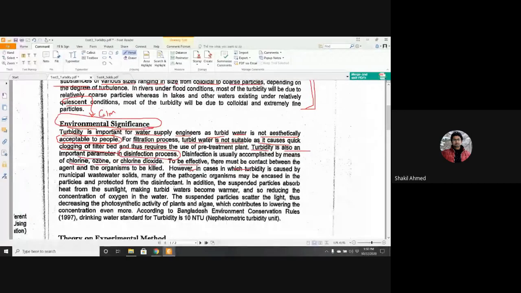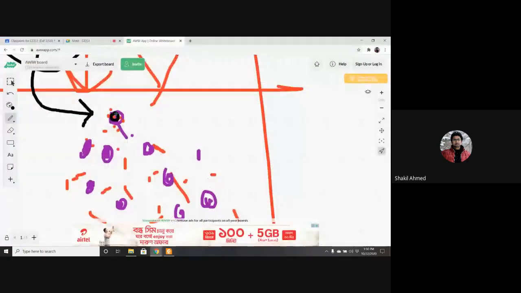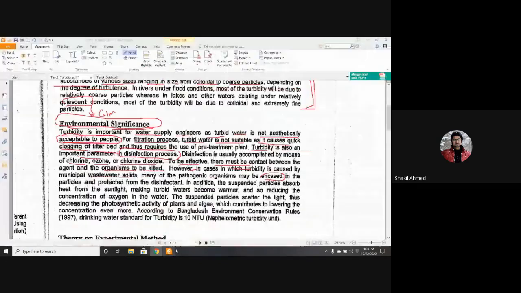To be effective, there must be a contact between the agent and the organisms to be killed. However, in cases in which turbidity is caused by municipal wastewater solids, the pathogens may be encaged. That's what they're calling encaged. That means hidden, okay, hidden in the particles and protected from the disinfectant. Disinfectant means the chlorine.